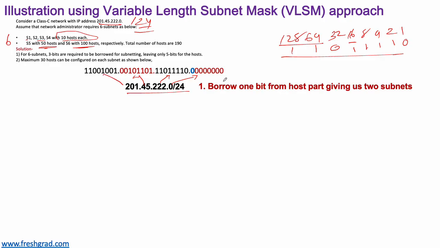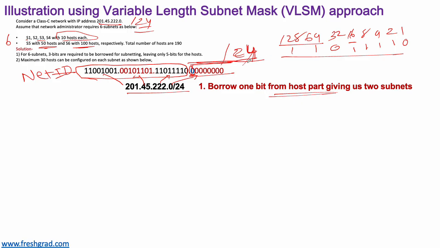And now we borrow 1 bit from the host part, right? What is our first step for variable length subnet mask? How do we do it? We just borrow 1 bit. You see here in the blue, we borrow only 1 bit from the host. Because again, this is a /24 subnet, so this is our network ID. We don't touch this. And this is our host ID. /24, so in the host ID, how many bits do we have? We have 8 bits, right? So we borrow 1 bit from this host ID.